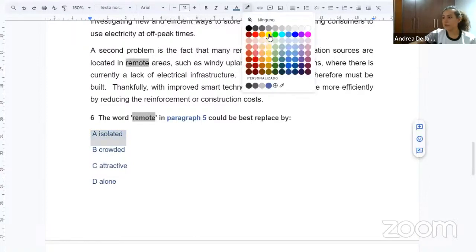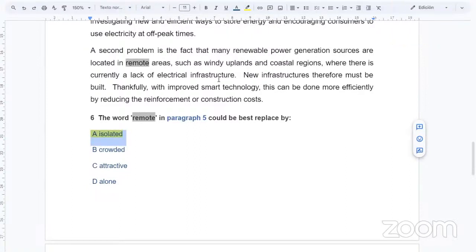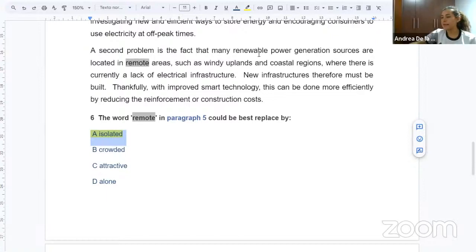Exactly, isolated. Did you know the word? Did you guess it from context? It says remote areas. It talks about distant places, far away from the urban or populated areas. Unpopulated. Exactly. So places where there's no people, right?